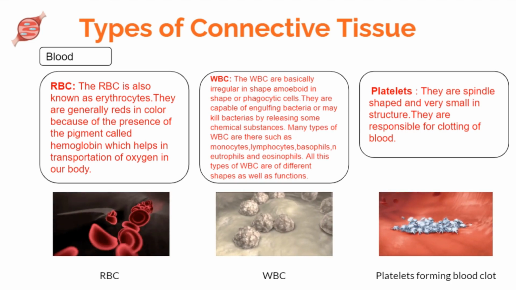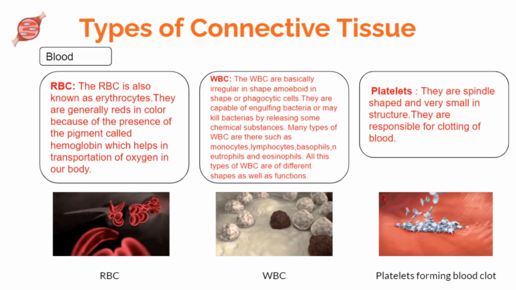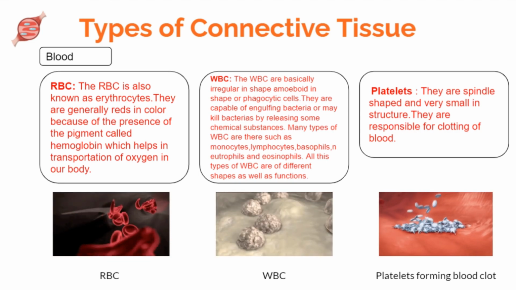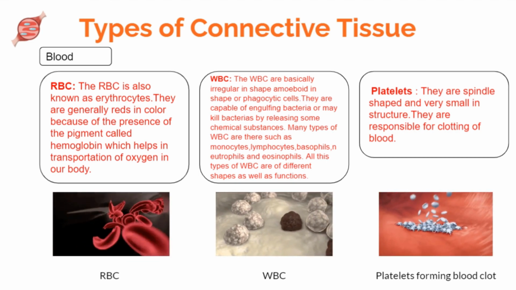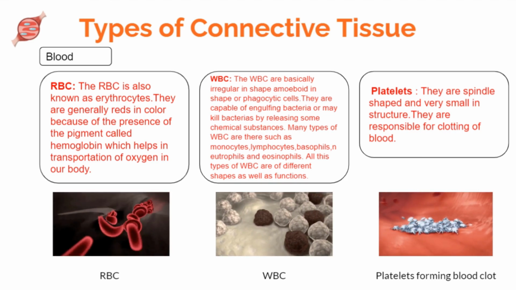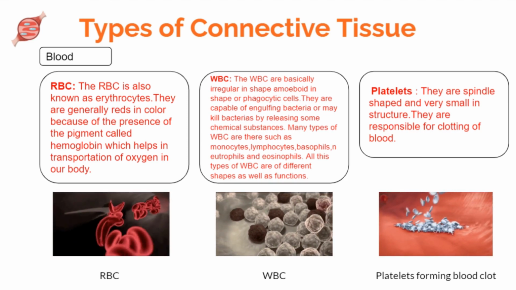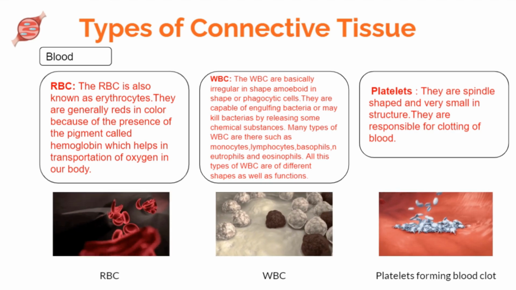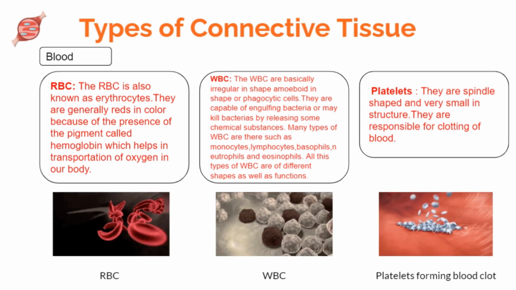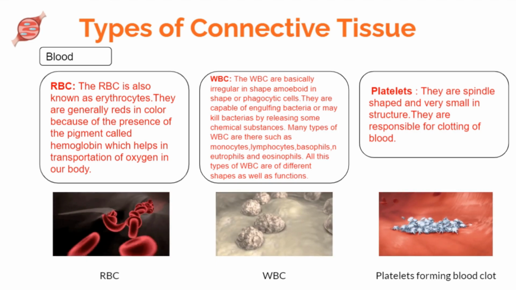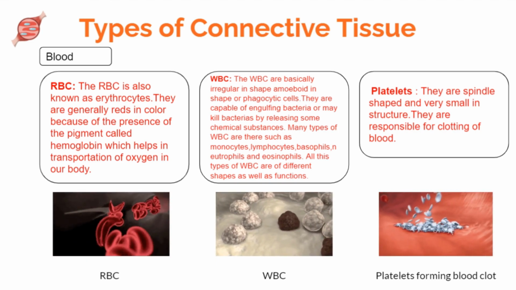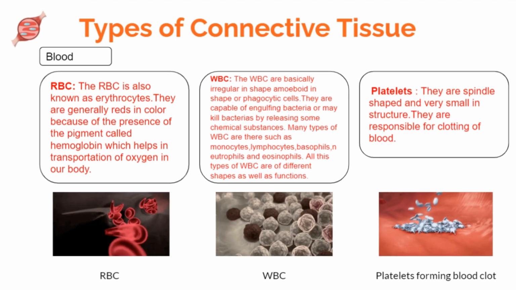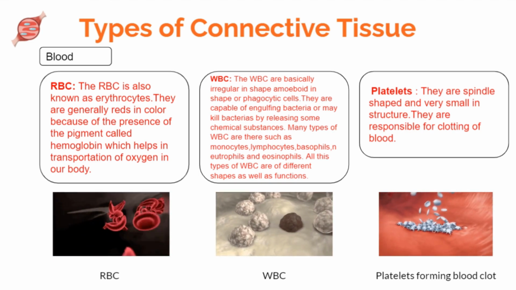They are capable of engulfing bacteria or may kill bacteria by releasing some chemical substances. Many types of WBC cells are there, that is monocytes, lymphocytes, basophils, neutrophils, and eosinophils. All these types of WBC cells differ in their size and shape as well as function, which you have to study later on in some higher classes. The final one, the blood platelets, are basically spindle shaped and very small in structure. They are responsible for clotting of blood.